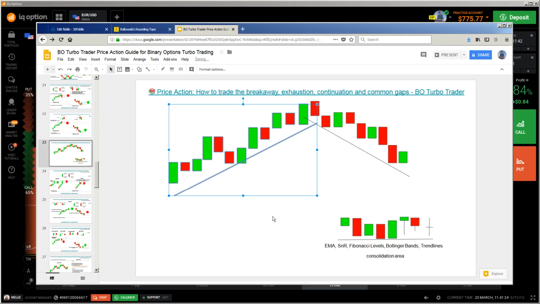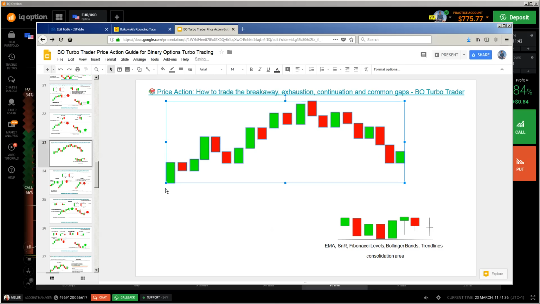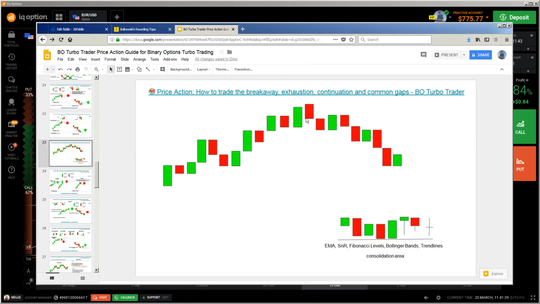Let me do this here. In the last video I explained what kind of pattern this is. This pattern was a dark cloud cover. I hope you remember this. If you have seen the video about the dark cloud cover, this would be a dark cloud cover, and this would be the initiation of a reversal. So let me see.